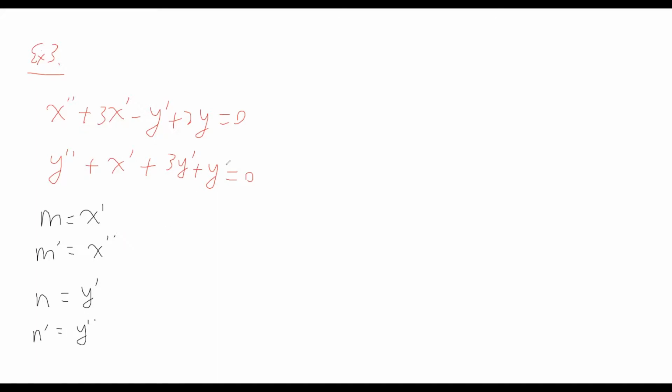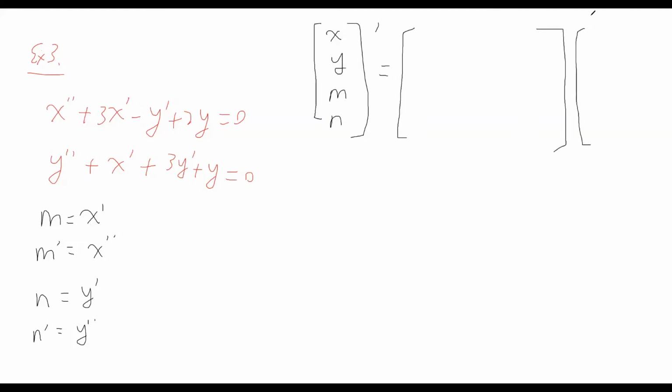Okay, so now that lists out all the variables we have. So at the end, we want x, y, m, and n, okay? Like that. And all these are the primes. Okay, and then that means we're going to have something like a 4x4 matrix, right? And then each one of them is going to be based on x, y, m, and n. Okay, and then we're going to figure out what goes in here.